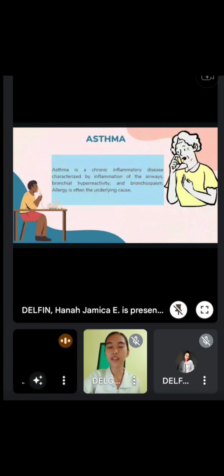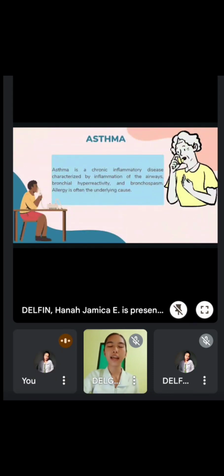So the first respiratory disease is asthma. Asthma is a chronic inflammatory disease characterized by inflammation of the airways, bronchial hyperactivity, and bronchospasm. Allergy is often the underlying cause. Asthma is a chronic inflammatory disorder of the airways.